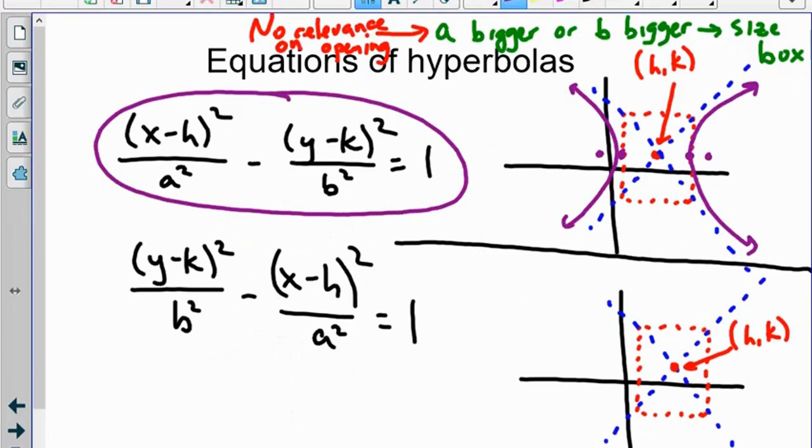When we had y minus k squared over b squared as the positive term when it equals 1, that means our vertex points are in the y direction, our focus points are in the y direction, and our hyperbola opens in the y direction. So if the x term is positive, that means our graph will look like this, where both things are opening left and right. If our y term is positive, it will open where things are going up and down.